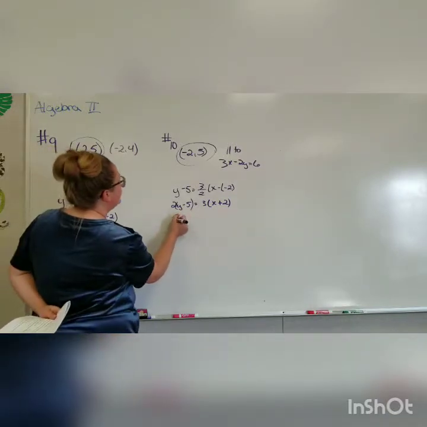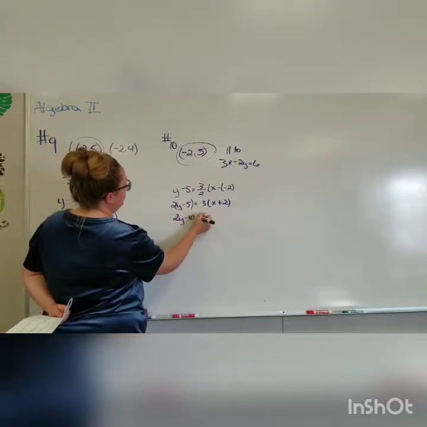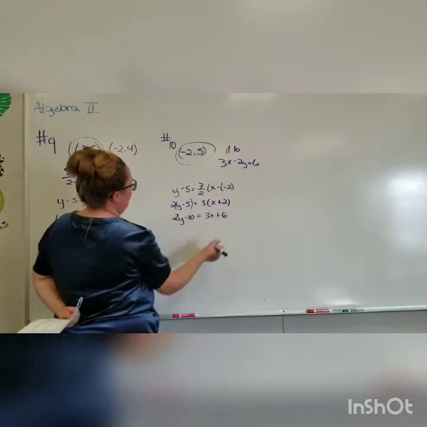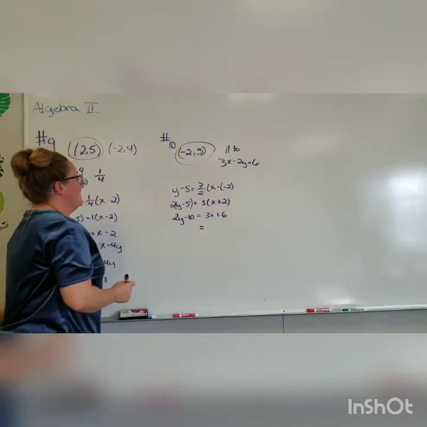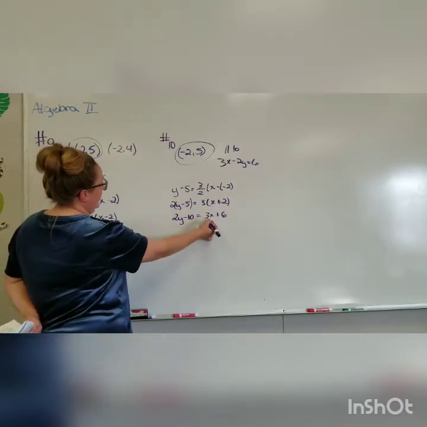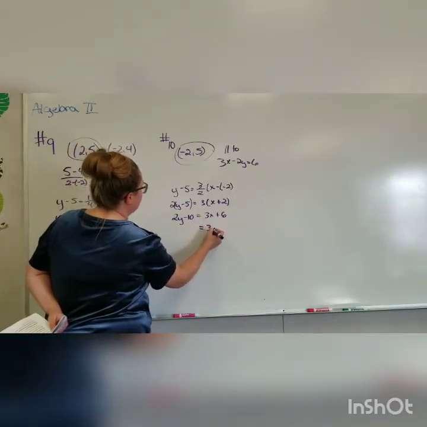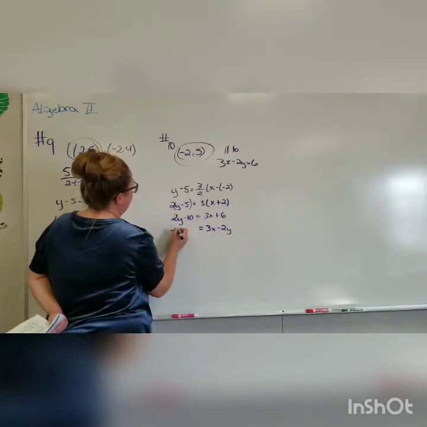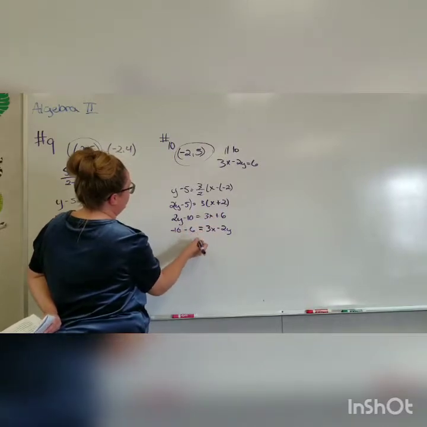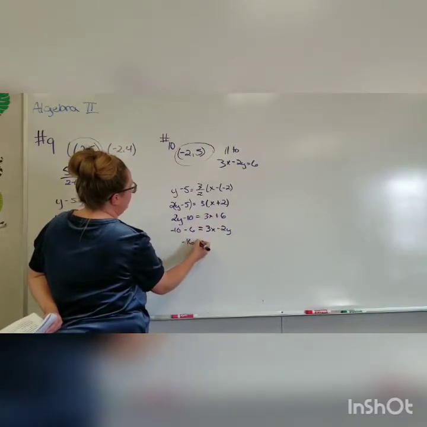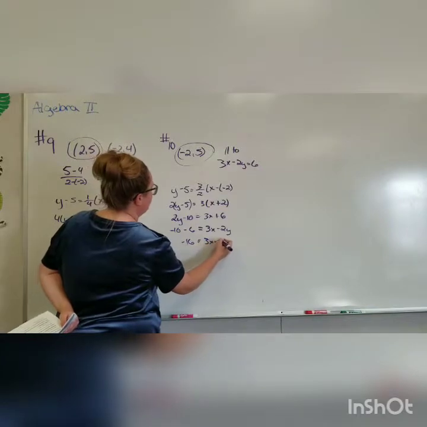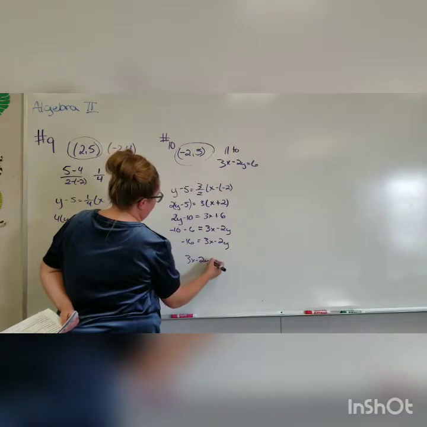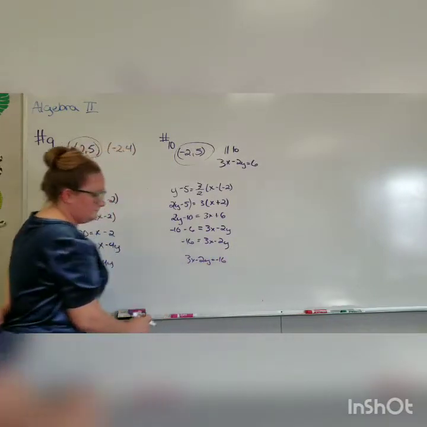2 times y is 2y. 2 times negative 5 is negative 10, equals 3 times x is 3x. 3 times 2 is 6. All right, again, put it in standard form. They ask for standard form. My x is positive right here. I'm going to leave it there, 3x. I'm going to minus the 2y on this side. Over here, I already have a negative 10, and I'm going to subtract this 6. Negative 16 equals 3x minus 2y. And in standard form, 3x minus 2y equals negative 16.